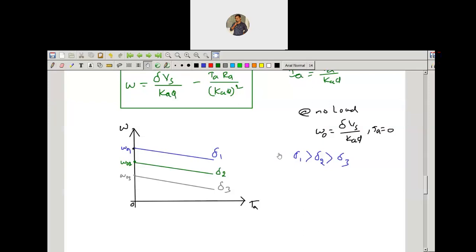So only one person is responding. So I want everyone to respond. The obvious answer is what? Right? It is separately excited DC motor, right?